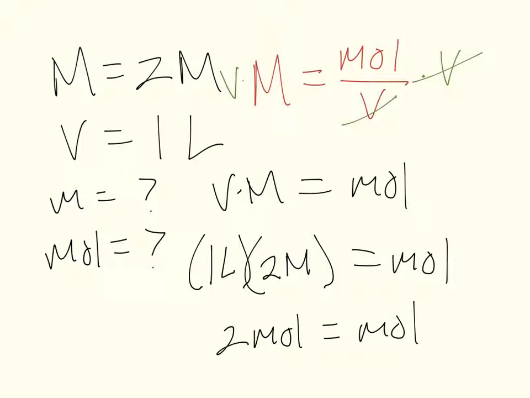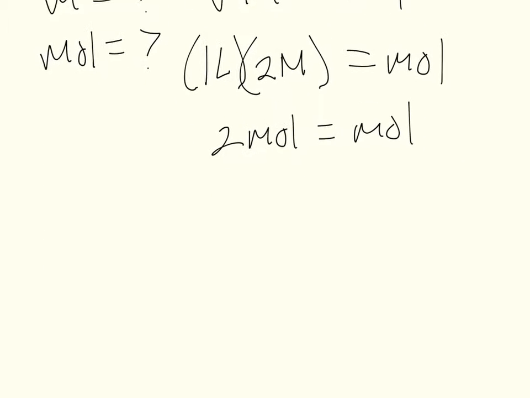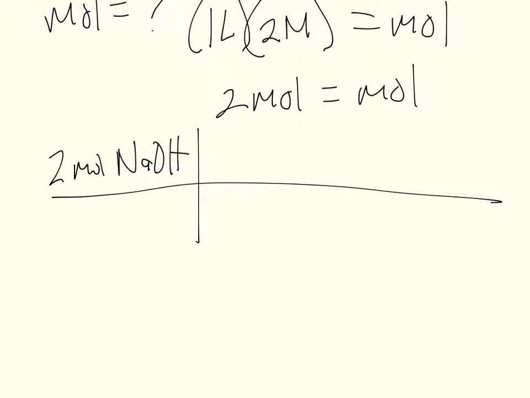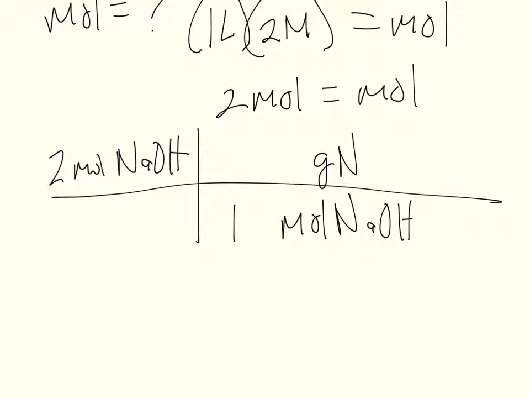Now, am I done with the problem? No. What do I need to do? Grams. I need to convert it to grams. So, I have 2 moles of sodium hydroxide. So if I have moles of sodium hydroxide on the top, what goes on the bottom? Moles of sodium hydroxide. And how many? 1. And what's going to go on top? Grams of sodium hydroxide. And how many grams?